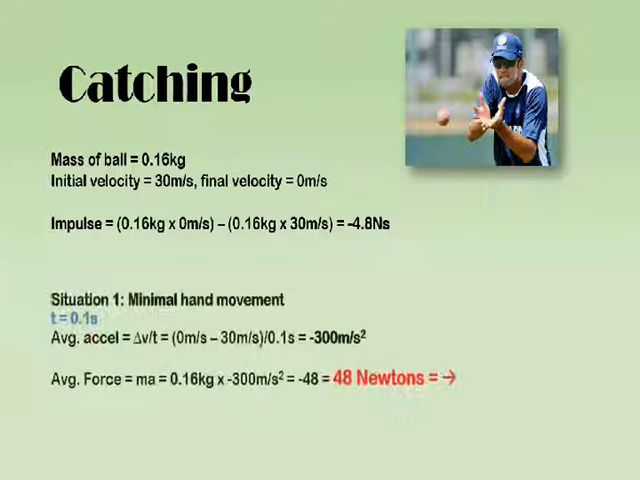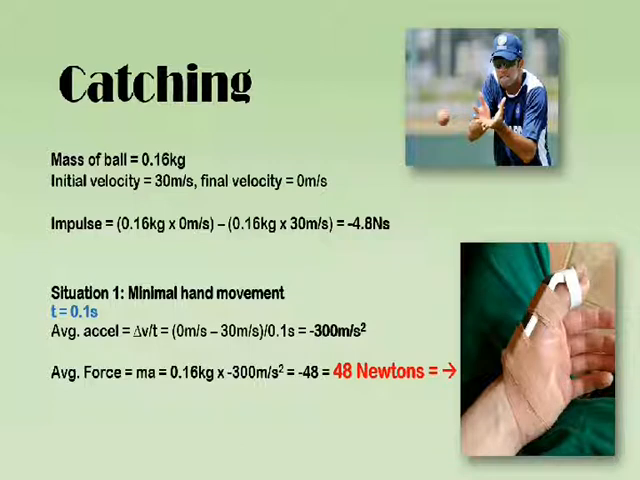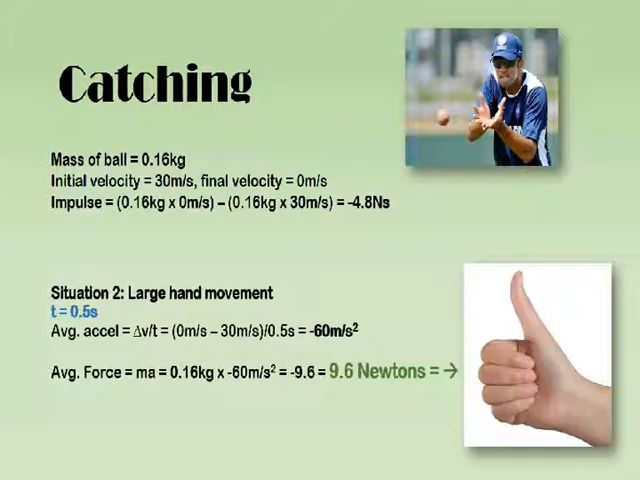If the fielder barely moves his hand when he catches it, the ball will have a very fast deceleration over a short period of time, for example 0.1 seconds. The average acceleration over the period can be calculated with the formula acceleration equals change in velocity over time. In this case, the ball will decelerate at 300 meters per second squared. As force is equal to mass times acceleration, the average force applied will be 48 newtons. This may not seem like much, but applying this force continuously over a 20-year career is likely to cause damage to the soft tissue and bones of the hand.